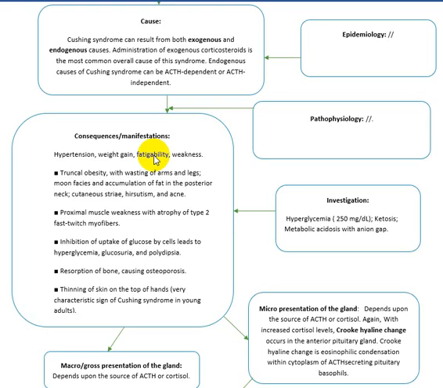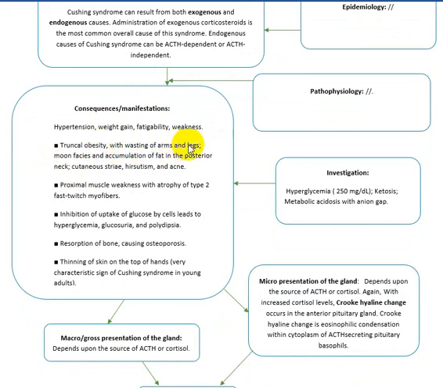Now the next portion in the dissection of your body is the muscles. The muscle portion of Cushing syndrome is muscle atrophy and muscle weakness. The last part of Cushing syndrome is osteoporosis. So consequences and manifestations: you have hypertension, weight gain in the central portion of the body and weight loss in the distal portion of the body. You have fatigability and weakness. So truncal obesity with wasting of arms and legs, moon face, accumulation of fat. With respect to muscle, you have muscle weakness and atrophy.